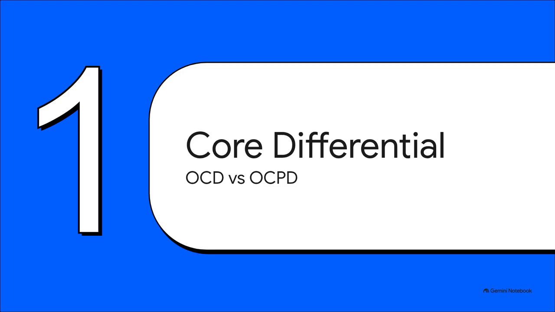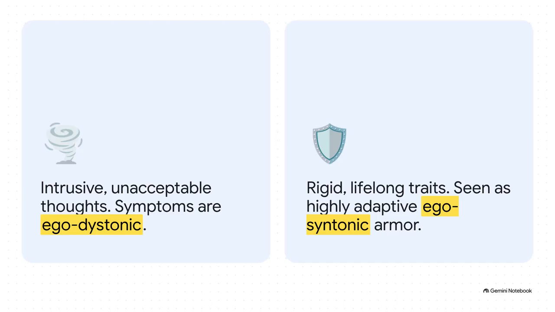Starting right off with Section 1, Core Differential, OCD versus OCPD. We really need to establish the boundary between these two right away, because mixing them up will completely derail your treatment plan. So, the absolute crucial point here is the profound psychodynamic difference between having a symptom and having a character structure. OCD is characterized by intrusive, unacceptable thoughts and impulses. These symptoms cause massive anxiety. They are ego-dystonic. The patient desperately wishes to be rid of them. Why? Because the alien nature of the symptom terrifies the core self. The ego feels like it's actively under assault.